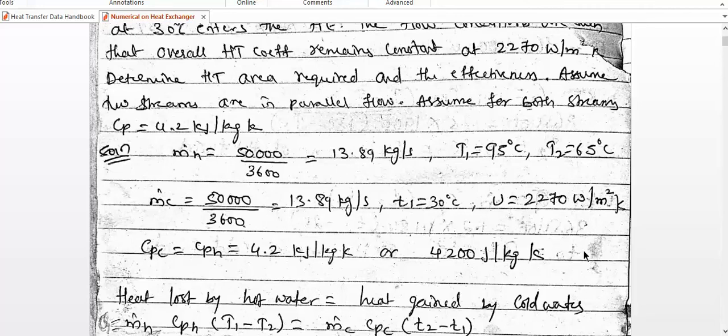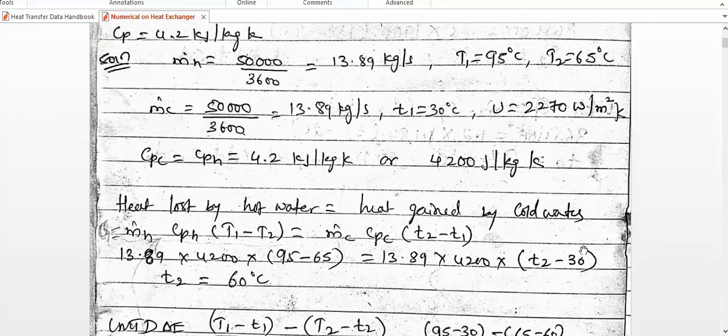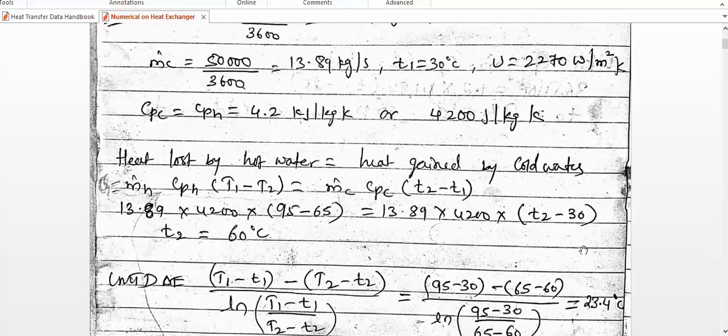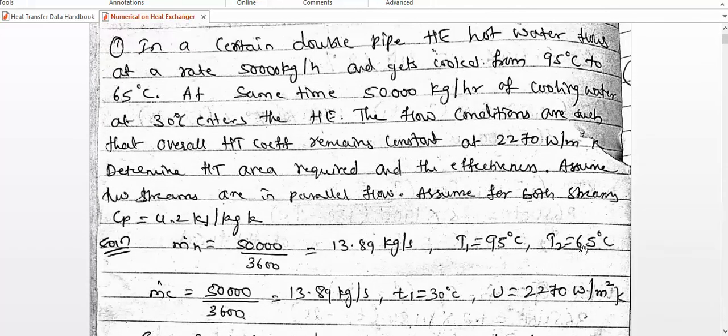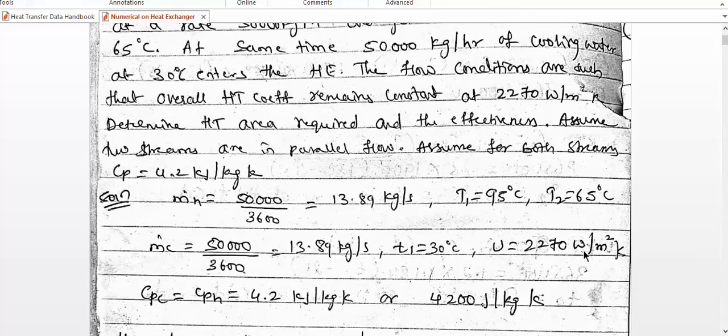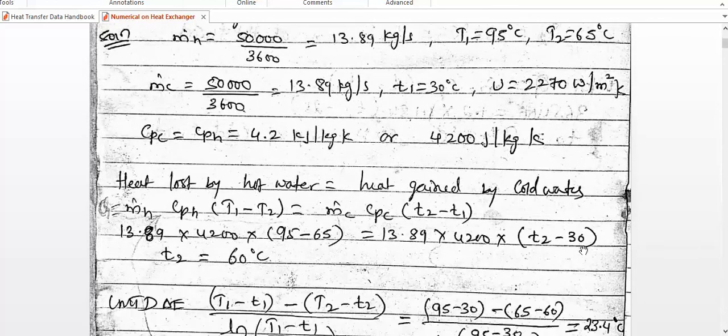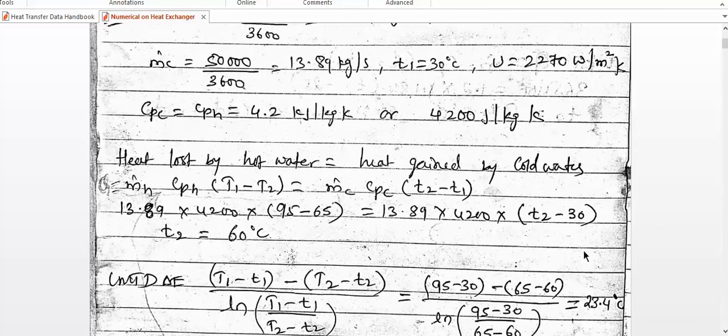So you have to be very particular while extracting the given data, because if you commit any mistake while extracting the given data, then everything goes wrong here. Okay, so the very first thing we will calculate is T2, that is the exit temperature of the cold fluid. So first we will go with that part. To calculate this value of T2, the exit temperature of cold fluid, as you can see, this small T2 is the exit temperature of the cold fluid.